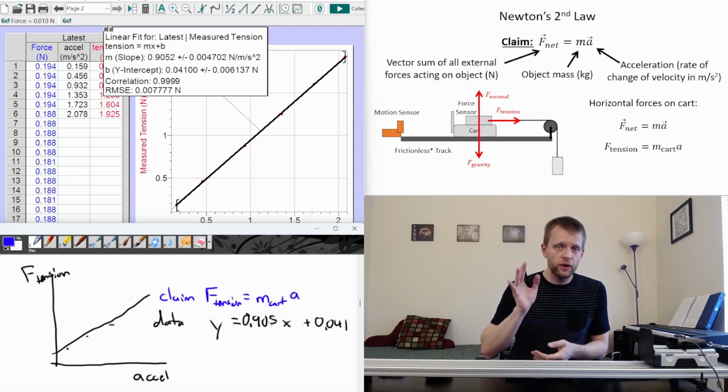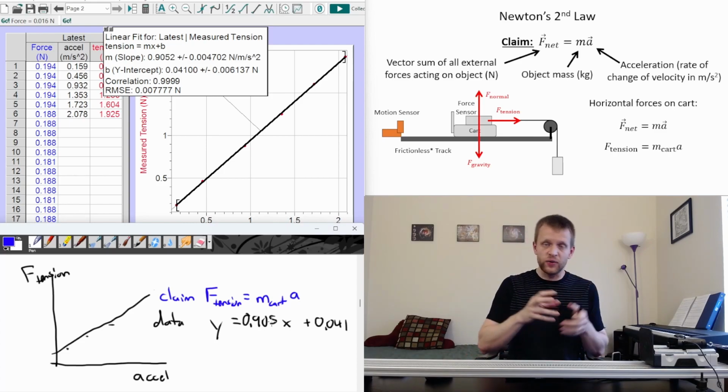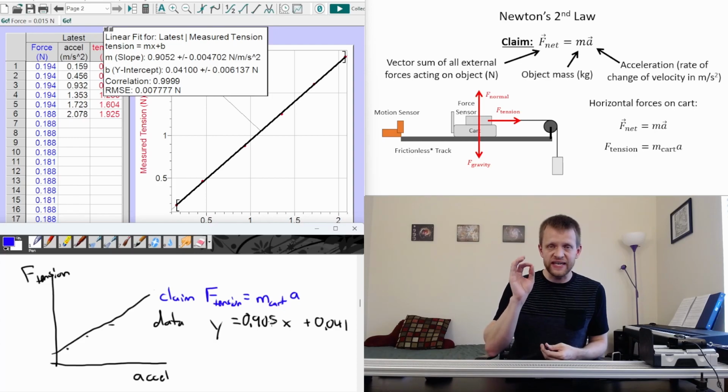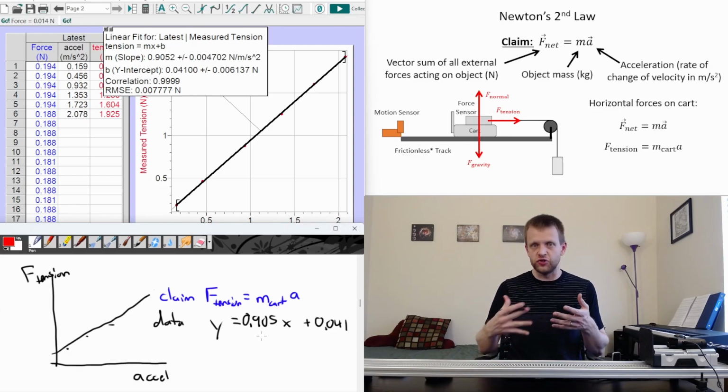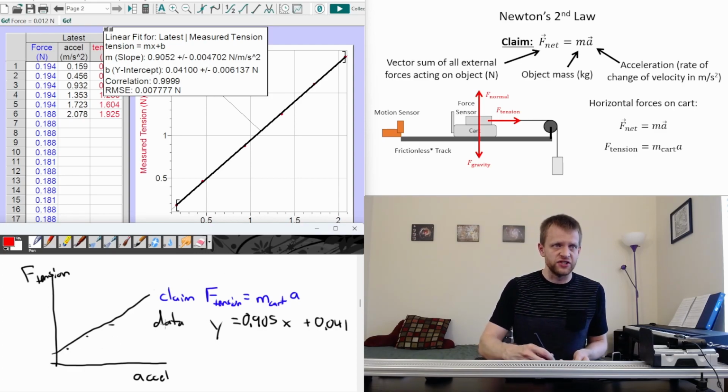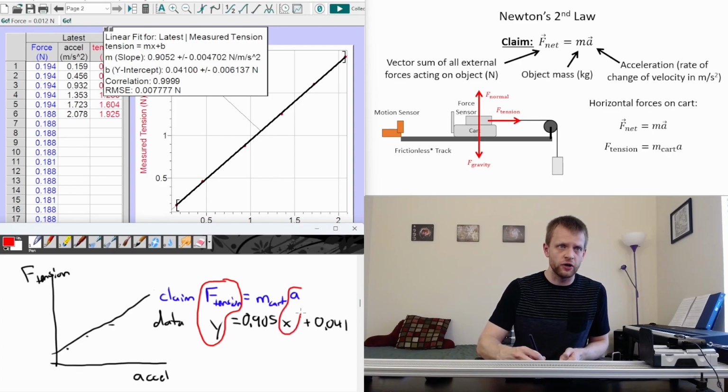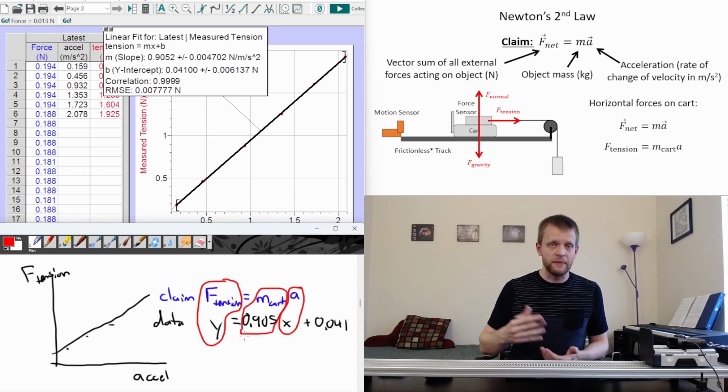Okay. And what we want to do when we have a claim and some data and we want to compare how those match up with each other, we want to take each of these terms and try to line them up with each other to see how we can give physical significance to these best fit parameters that the computer kind of spit out at us. Well, on the vertical axis, on the y-axis, we put the tension. So those quantities match up with each other. The thing we put on the horizontal axis, well, that was our acceleration. The acceleration and what we have on the horizontal axis, those should match up with each other. If we continue lining these up, we should have that this 0.905 should match with the mass of the cart.